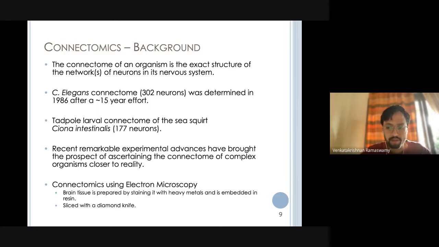Let me walk you through a video of how connectomics is done these days. Typically you have brain tissue that's prepared by staining it with heavy metals, because you're using electron microscopy. You want to see different components of your cell differently, and this is embedded in a hard resin and sliced with a diamond knife.